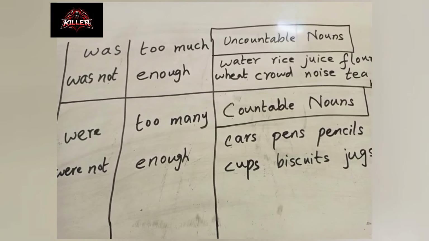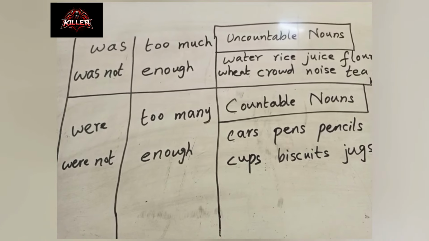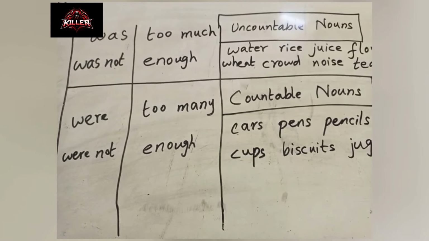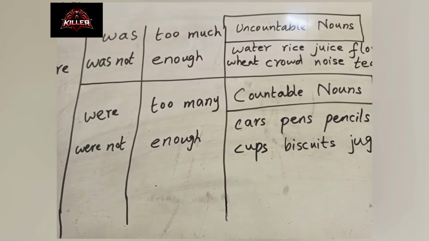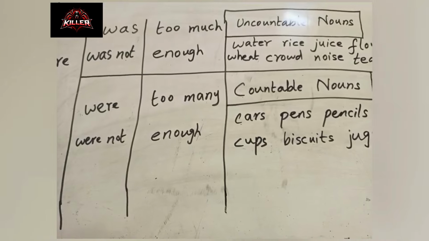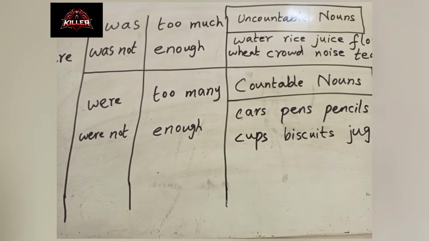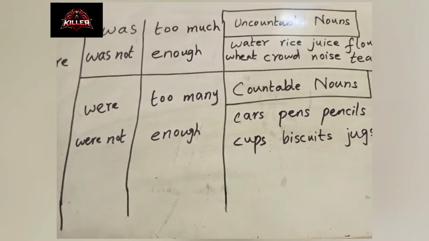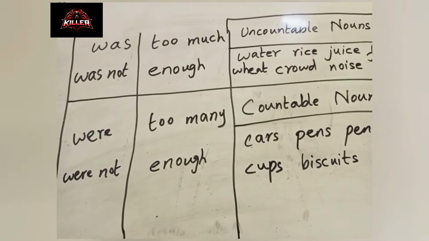Now you have to make three types of sentences. You are going to make sentences with too much, and you are going to make sentences with too many, and you are going to make sentences with not enough. And in the case of not enough, you are going to make some sentences with was not enough and some with were not enough, depending on the countable and uncountable nouns. It means there would be four types of sentences according to this table.